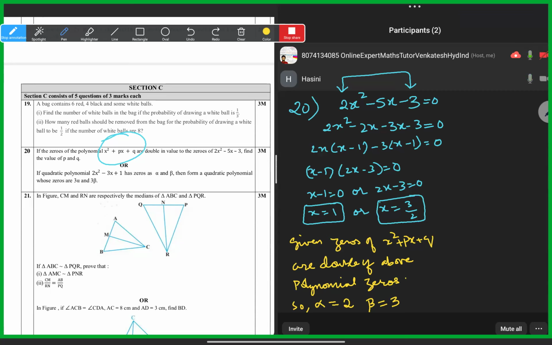So we got the zeros. Now we know how to find out the polynomial. Or else you can use sum of zeros, you'll get it easily. There are many ways you can do it from here. You can see p is in the position of the coefficient of x. So just apply sum of zeros. Sum of zeros, alpha plus beta, is minus b by a.